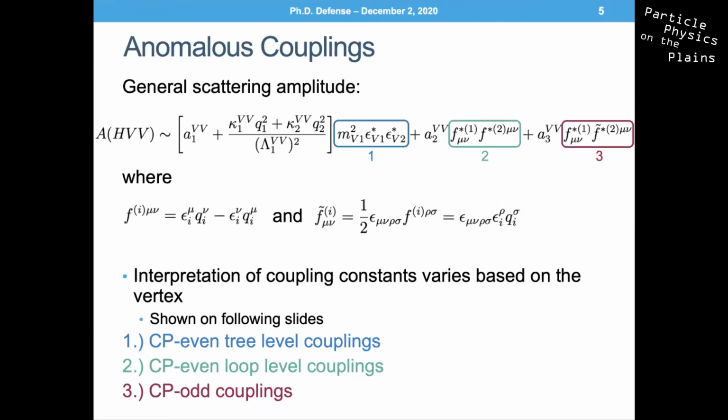But to start, we can just discuss these three highlighted terms. So first, we've got the CP even tree level couplings.